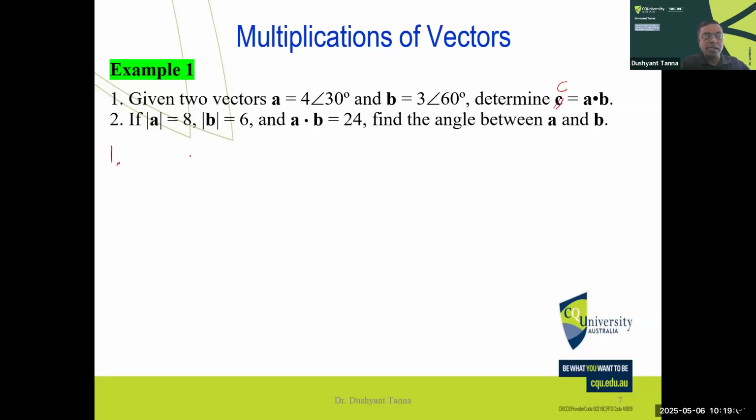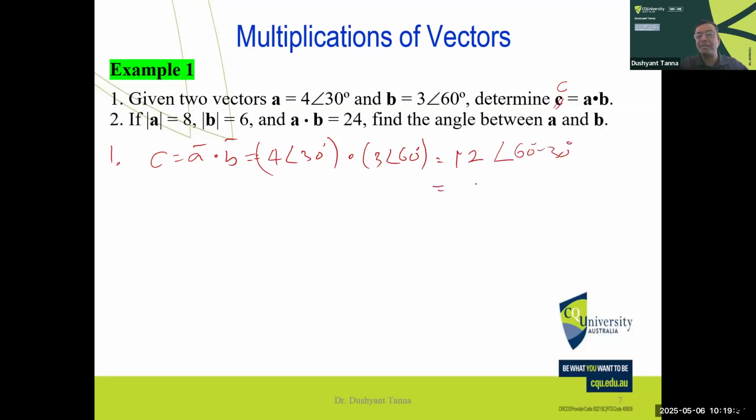So C is equal to A dot B, for 4 angle 30 dot 3 angle 60. As we have seen, it is 4 times 3, 12. And the difference of the angles, I would prefer 30 minus 60, which is 30 in magnitude. So 12 cos 30. Cos 30 is root 3 over 2, so 12 times root 3 over 2, or we can safely say 6 root 3. So that's the A dot B.